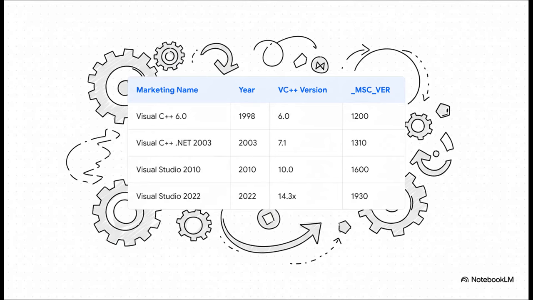Now, all these different version names can get pretty confusing. This table helps make sense of it all. You've got the marketing name, like Visual C++ 6.0, and then the internal version number, but check out this last column. _MSC_VER. That's kind of like a secret code developers use, so a program knows exactly which compiler built it. And look how that number climbs, from 1200 back in 98 all the way up past 1900 for the modern versions. It's a perfect little track record of just how much this thing has evolved under the hood.